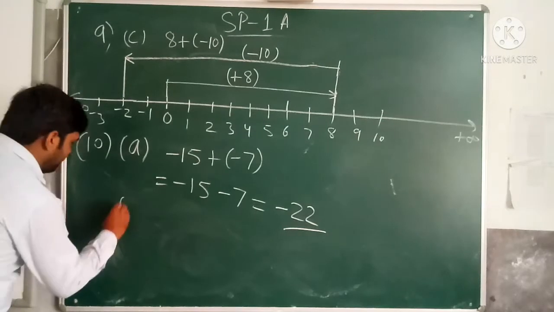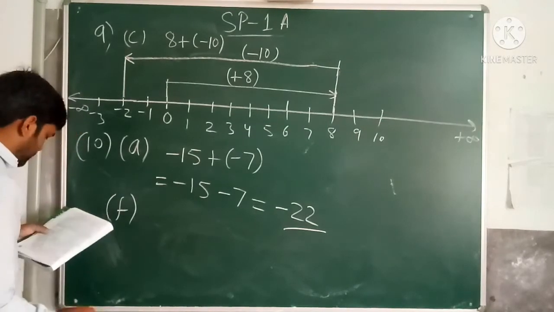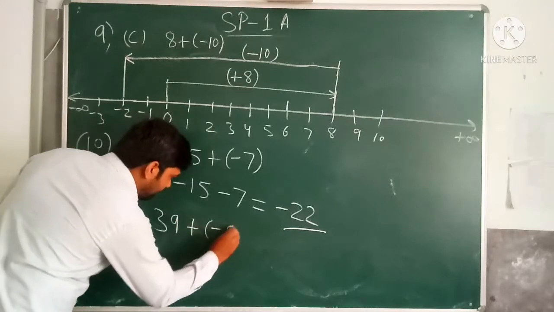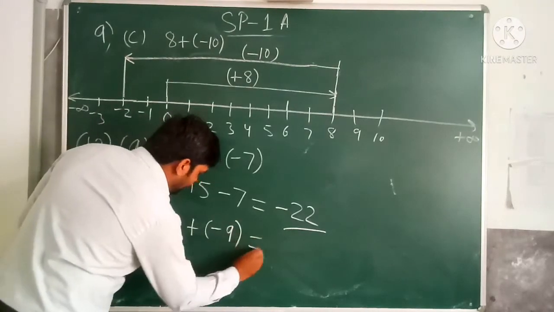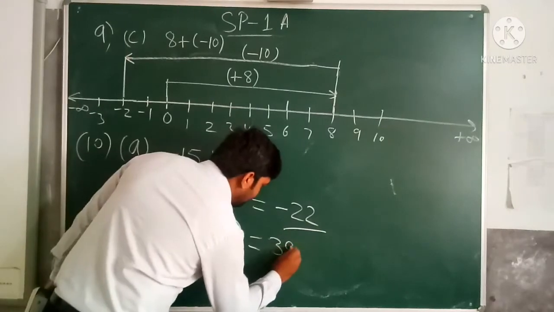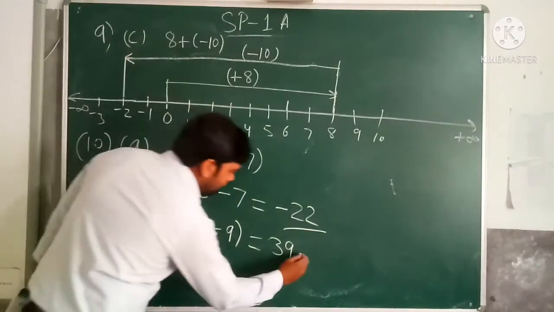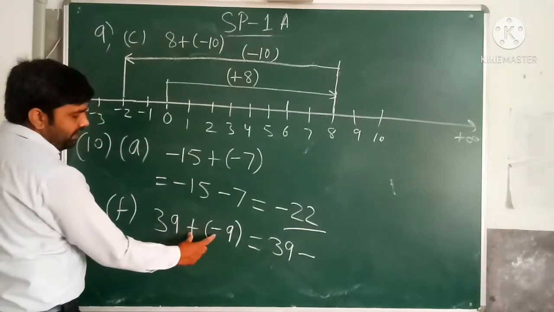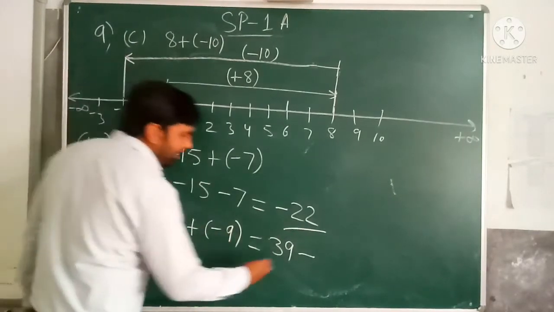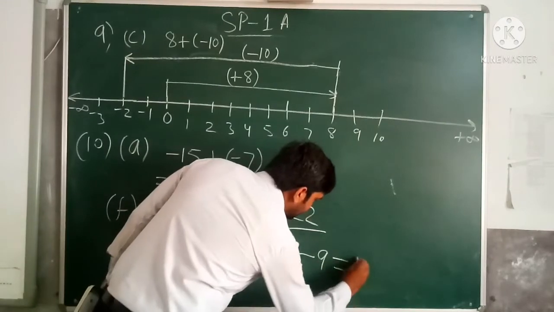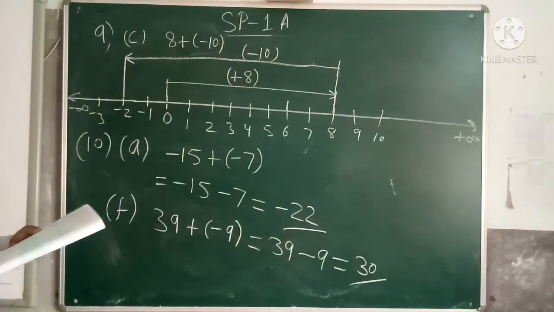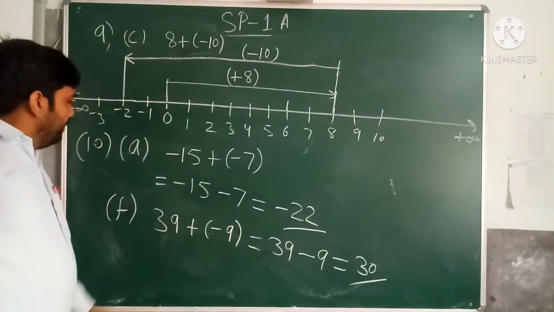F, you see, 49 plus minus 9. So see what we will get. 39. Plus minus: when you multiply these two signs together, the product of unlike signs will be negative. Plus minus gives minus 9. So 39 minus 9 gives you 30. Okay.